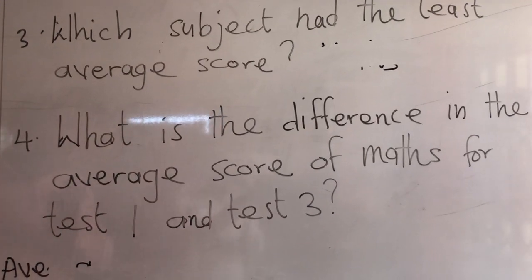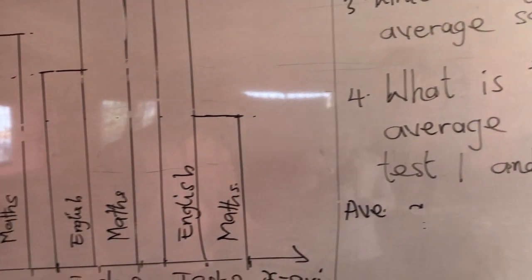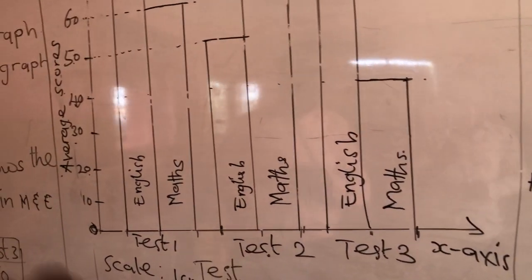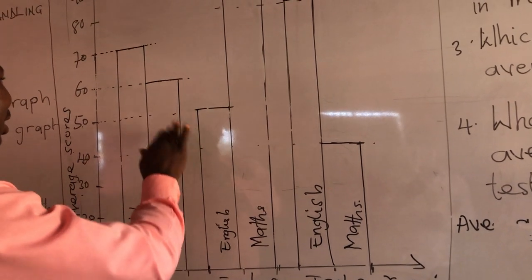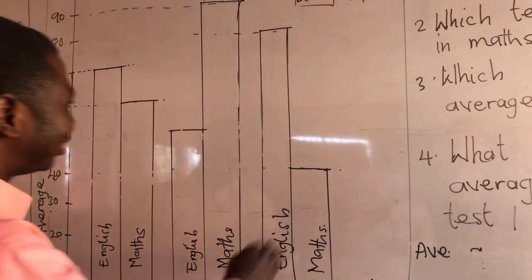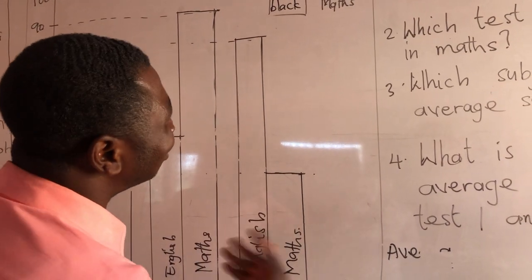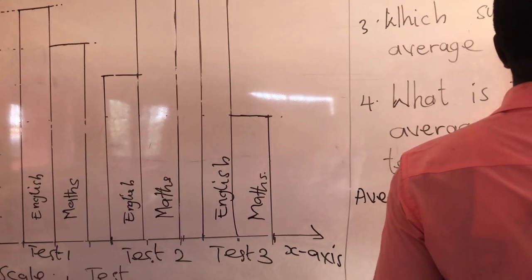Which subject had the least average score? So now let's move to the least average score. Which subject? Look at it. Which bar is very small here? Look at the bars. So you can see that this is the least bar. So which subject? Maths. So let's write maths.